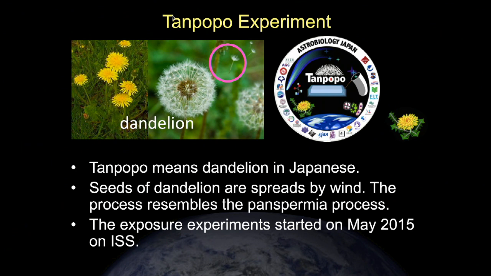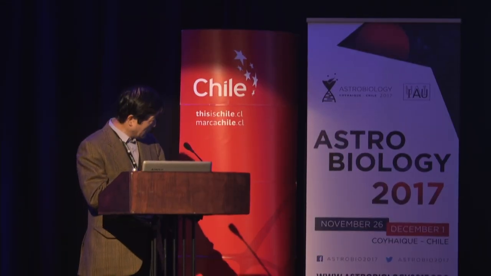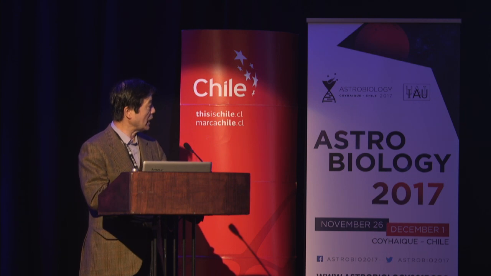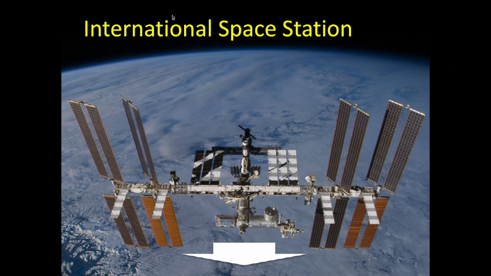The exposure experiment started in May 2015 on the ISS. And this is the ISS. It is about 100 meters wide, about 70 meters long. It is orbiting around the Earth about 400 kilometers above the surface, every 90 minutes. The ISS is controlled to direct one side always toward the Earth. These areas are for the astronauts to do some experiments inside the cabin, and the outside is for the exposure experiment.